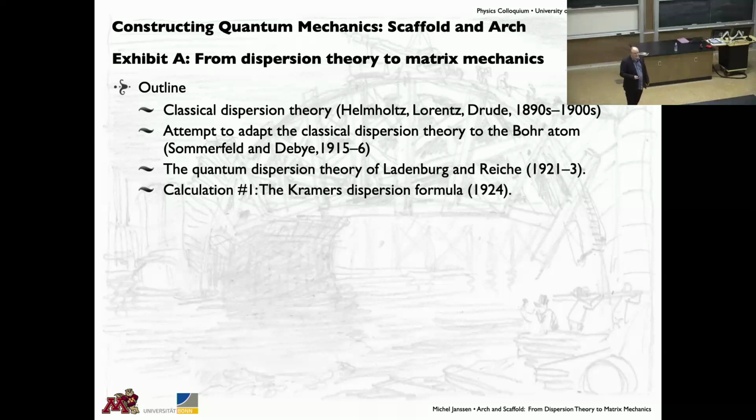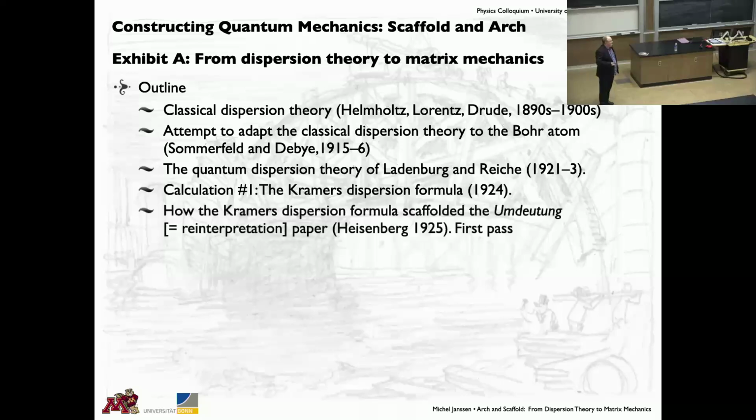Then, since this is the physics colloquium, I felt I should give you at least some calculations. So I'm going to do two calculations for you. The first is the derivation of the Kramers dispersion formula. And then I'll show you how this Kramers dispersion formula did scaffold the Umdeutung paper as a first pass.